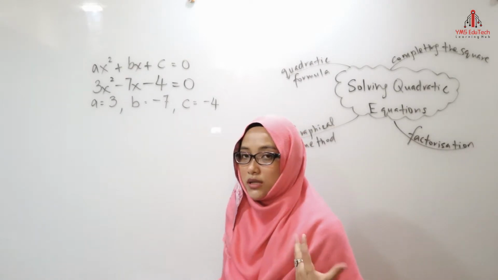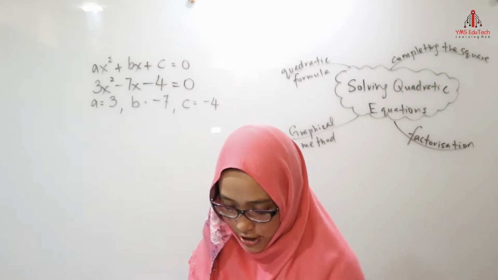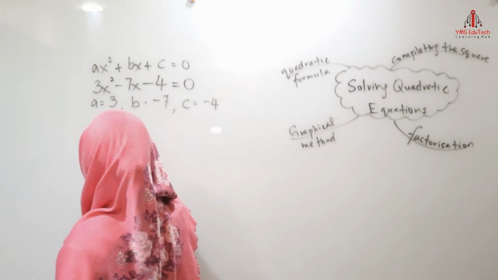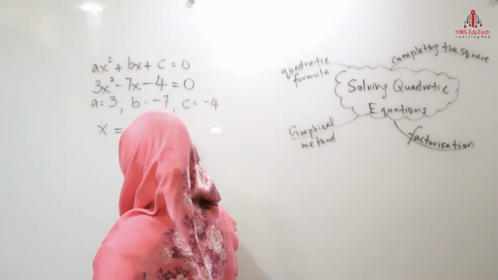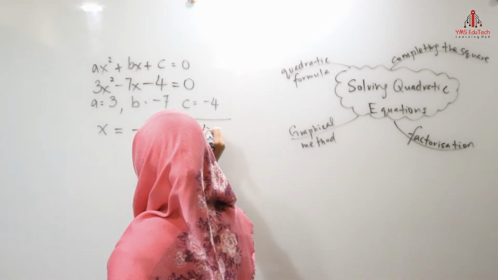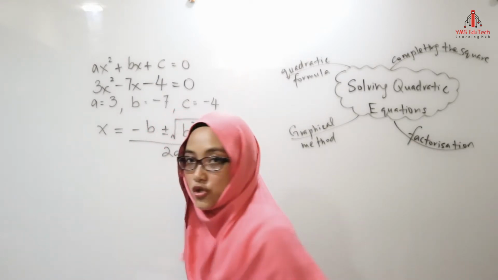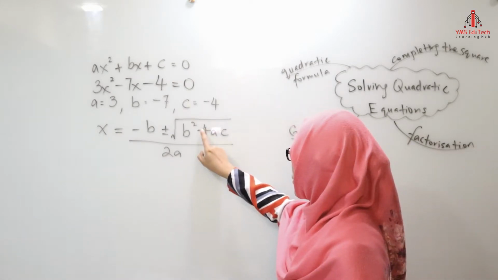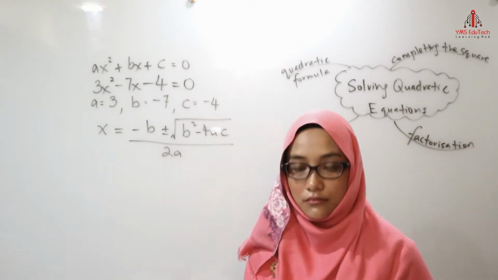Okay, so in solving quadratic equation using quadratic formula, you need to know this formula, where x is equals to minus b plus minus root of b squared minus 4ac over 2a. Okay, so this is the quadratic formula. Alright?